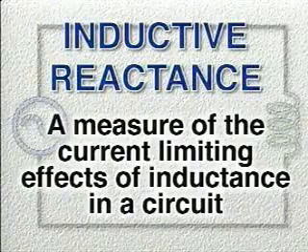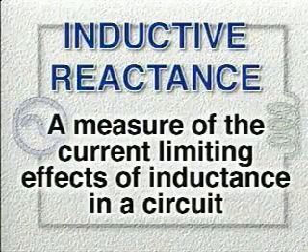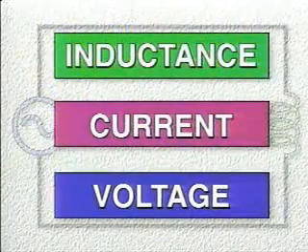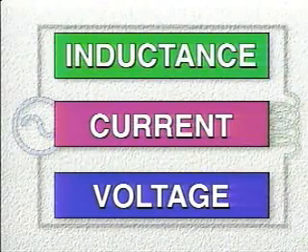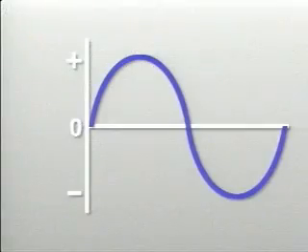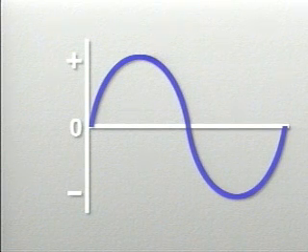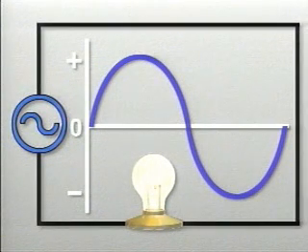Inductive reactance is a measure of the current-limiting effects of inductance in a circuit. In this part, we're going to examine the relationship between inductance, current, and voltage. This is a sine wave that represents the voltage induced as a conductor rotates through a magnetic field. Here's the circuit that produces the sine wave.